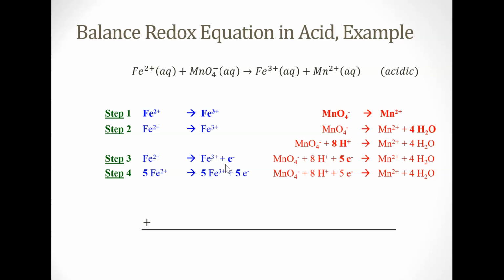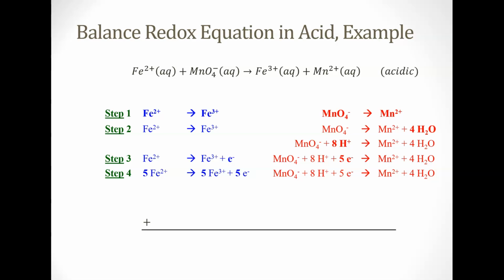We also know the acronym OIL RIG. Oxidation is loss. So you can see that iron 2 has lost its electron. That's the reason it's way over here. And reduction is gain of electrons. OIL RIG, reduction is gain. And you can see that the permanganate ion has gained 5 electrons. That's the reason they are on the reactant side. So now we've balanced the two equations in terms of number of electrons.